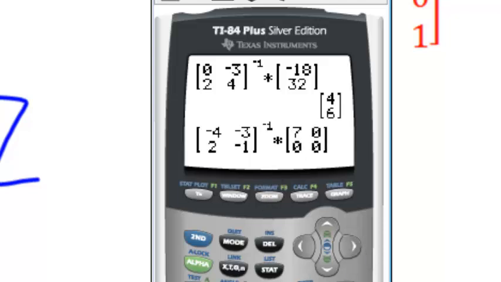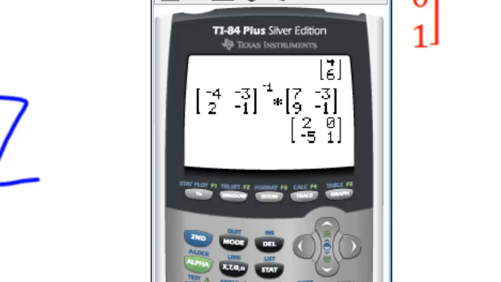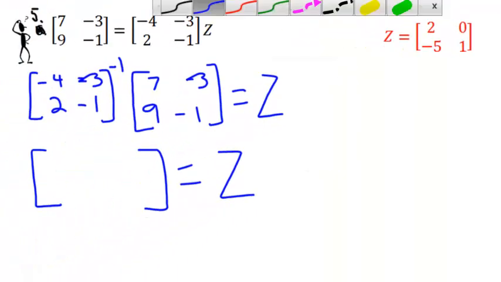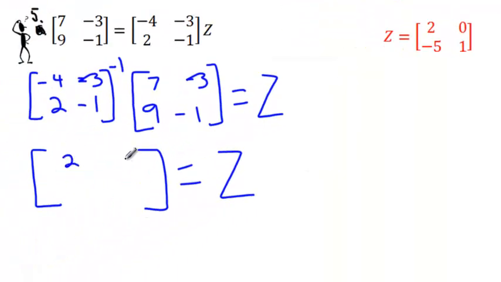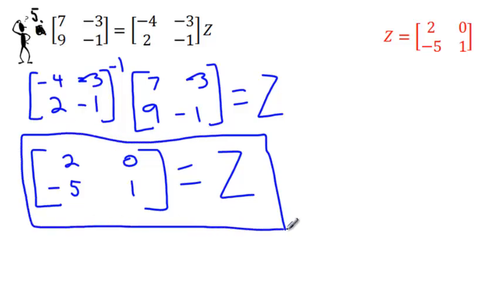Keep entering in these numbers. 7, negative 3, scroll to the right, 9, scroll to the right, negative 1, and that's everything, so let's just enter. And there we go: 2, 0, negative 5, 1. 2, 0, negative 5, and 1. And that's the answer to solving this matrix equation.